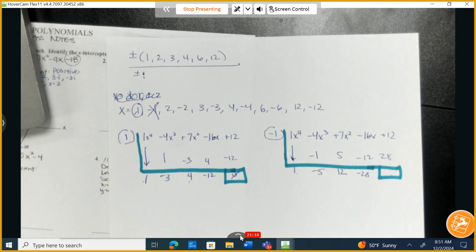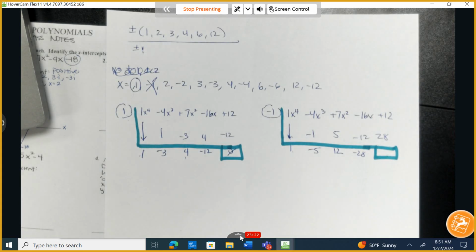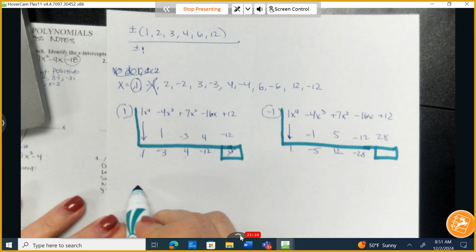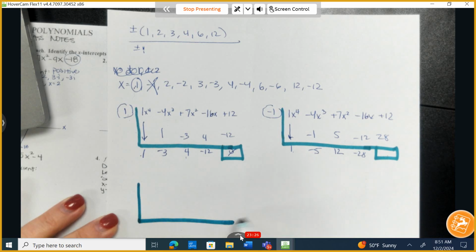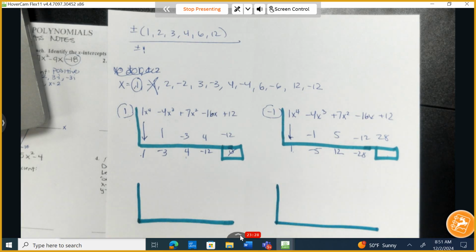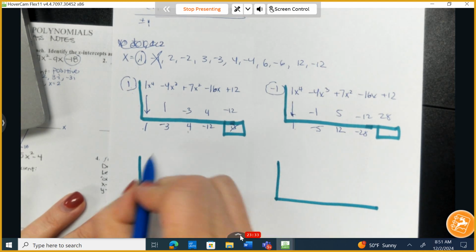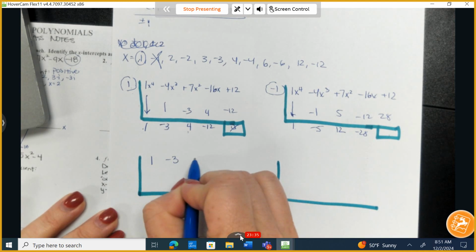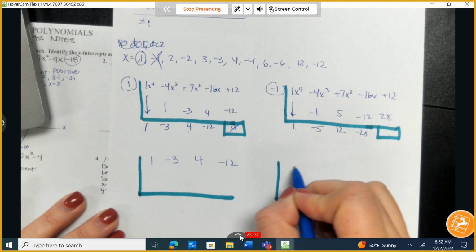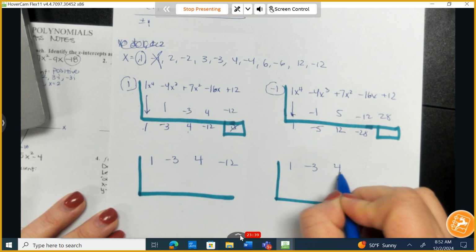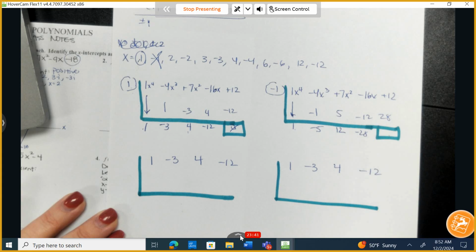How many more solutions do I need to find, kiddos? 3 more. Okay, you ready? Now, hold on this time before you get started here. We're going to test 2 and negative 2. But this time when I write them in, I'm going to go back to the one that just worked. So 1 worked. This is what I'm writing down. Not the 0, but 1, negative 3, 4, and negative 12. Okay, between you and your partner, please decide who's testing 2 and who's testing negative 2. Go ahead.